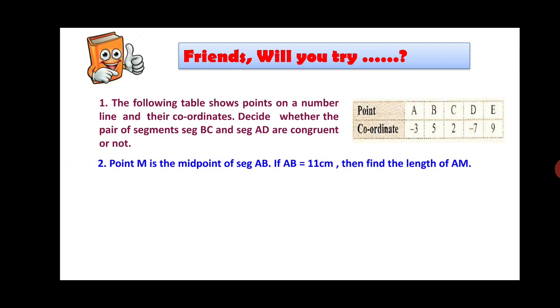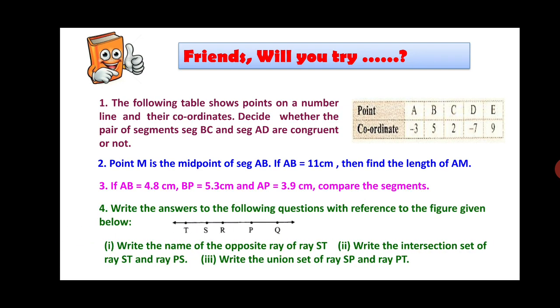Point M is the midpoint of the segment AB. AB is equal to 11 centimeter. Then you have to find out the length AM. If AB is equal to 4.8 centimeter, BP is equal to 5.3 centimeter, and AP is equal to 3.9 centimeter, compare the segments. Write the answers to the following questions with reference to the figure given below.